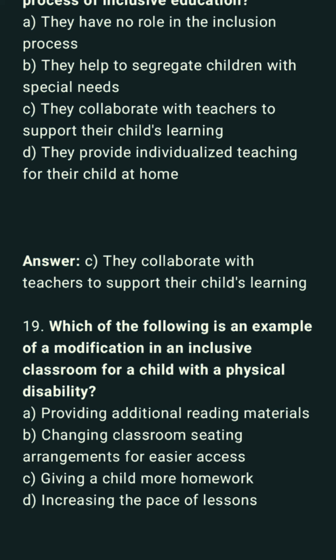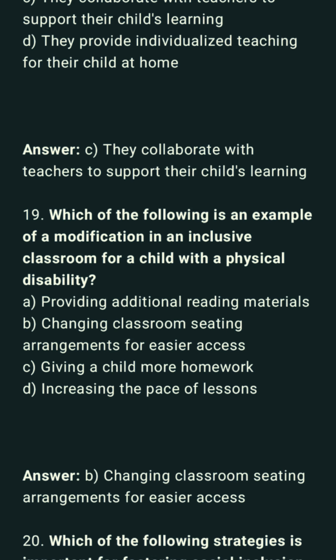Which of the following is an example of a modification in an inclusive classroom for a child with a physical disability? Answer number B, changing classroom seating arrangement for easier access.